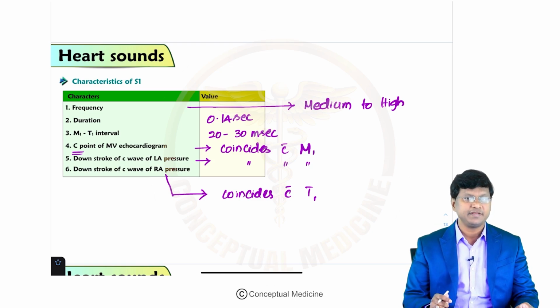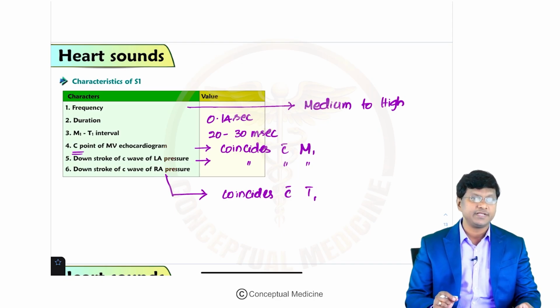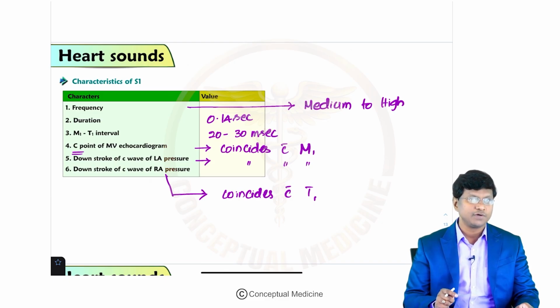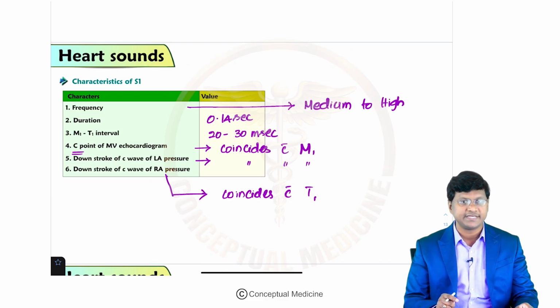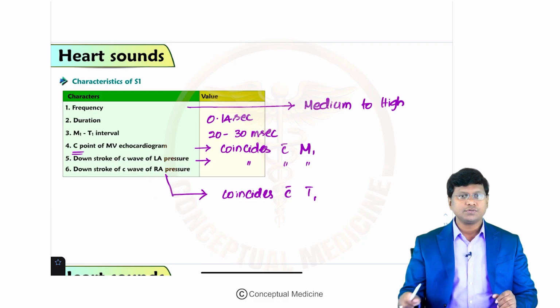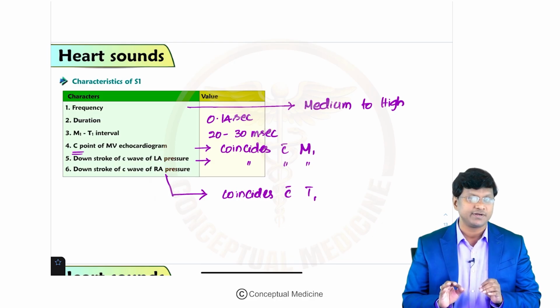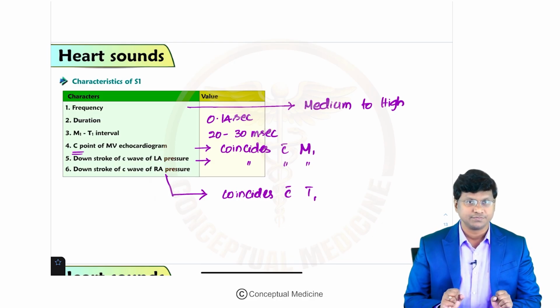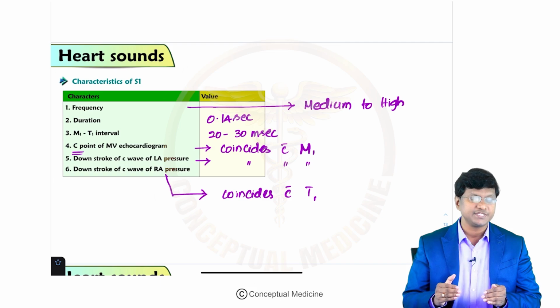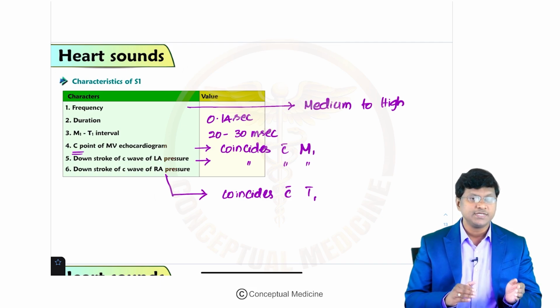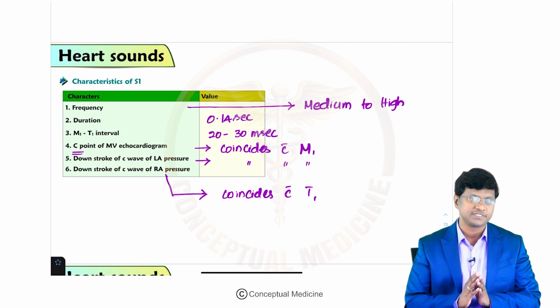The frequency is medium to high frequency sound. The duration is 0.14 second. The M1 and T1 interval is 20 to 30 milliseconds, and the C point of the mitral valve echocardiogram and downstroke of the C wave of LA pressure coincide with M1, and the downstroke of the C wave of RA pressure coincides with T1. So whatever I have discussed until now are the points related to a normal first heart sound. Now let me discuss the conditions where you have the soft first heart sound and the conditions where you have loud first heart sound.